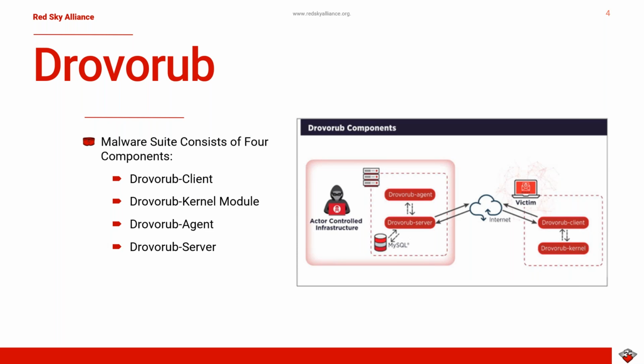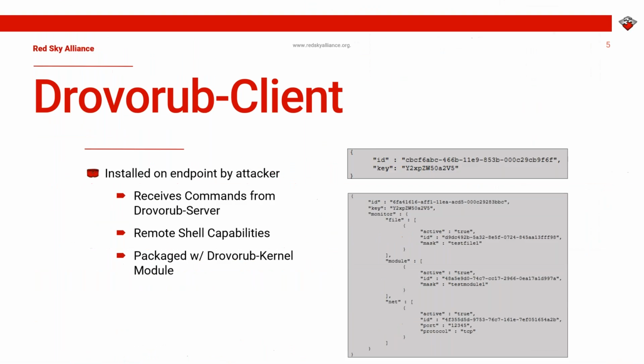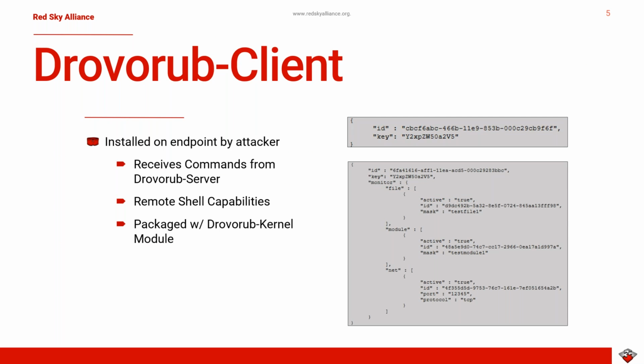This malware suite consists of 4 separate components. So we have the Drovorub client, the kernel module, a Drovorub agent, and the command and control or C2 server. The Drovorub client, which is installed by the attackers, receives commands from the Drovorub C2 and offers file transfer, port forwarding, and remote shell capabilities.